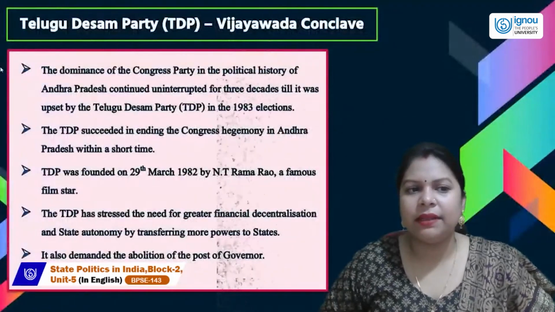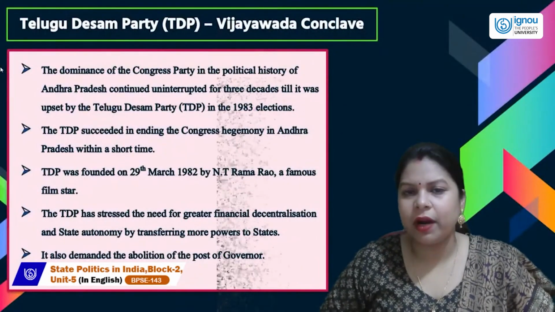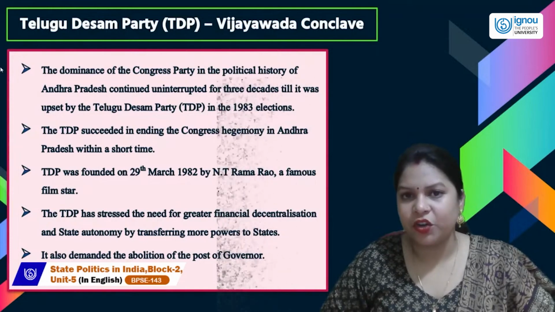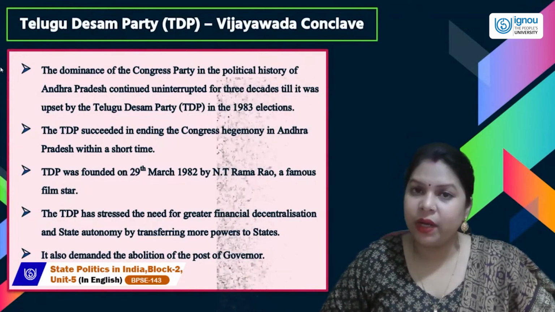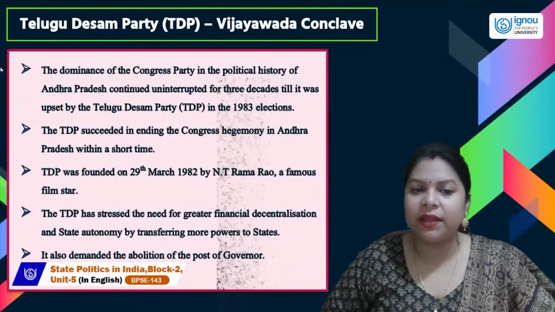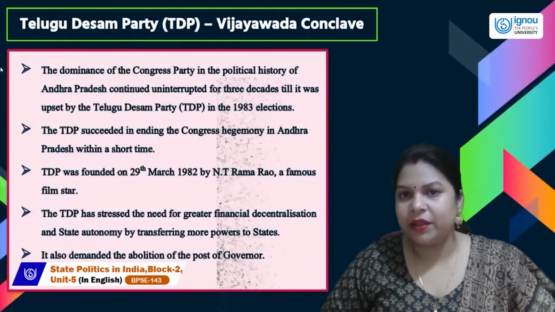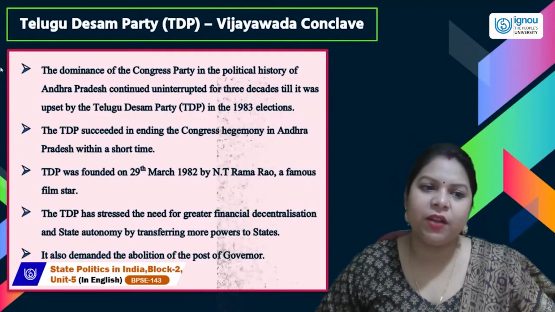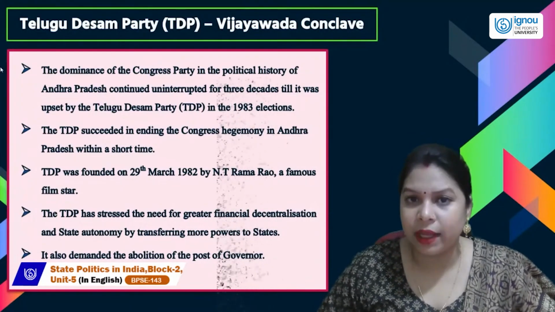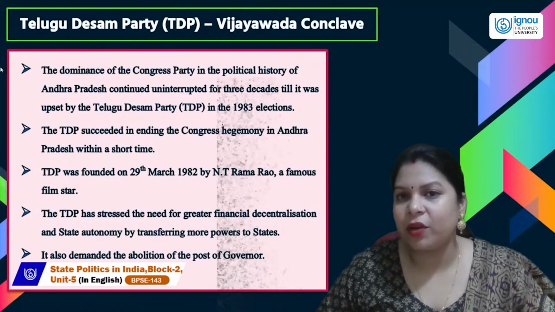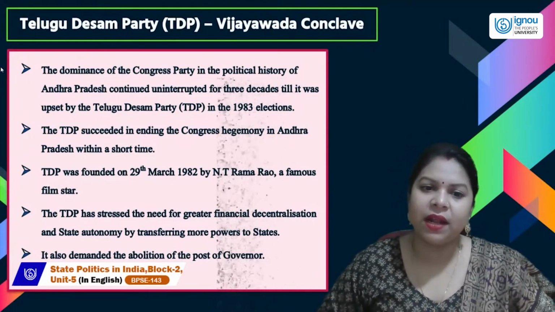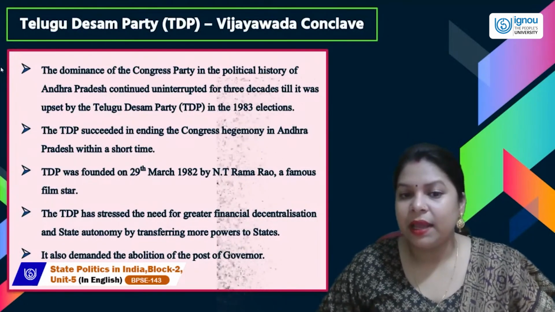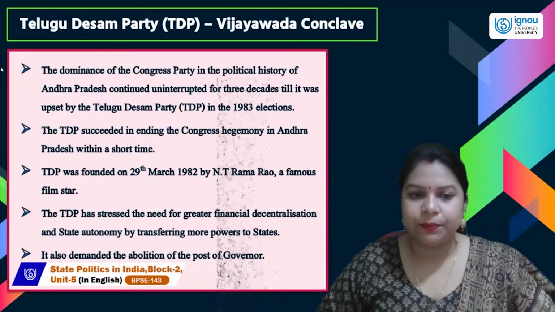Now let's talk about the Telugu Desam Party (TDP) and the Vijayawada conflict. The dominance of the Congress Party in the political history of Andhra Pradesh continued uninterrupted for 3 decades till it was upset by the Telugu Desam Party in the 1983 elections. So since independence, we can see how the Congress Party ruled Andhra Pradesh for a long time, for three back-to-back decades, and it was challenged by the Telugu Desam Party in the 1983 elections.